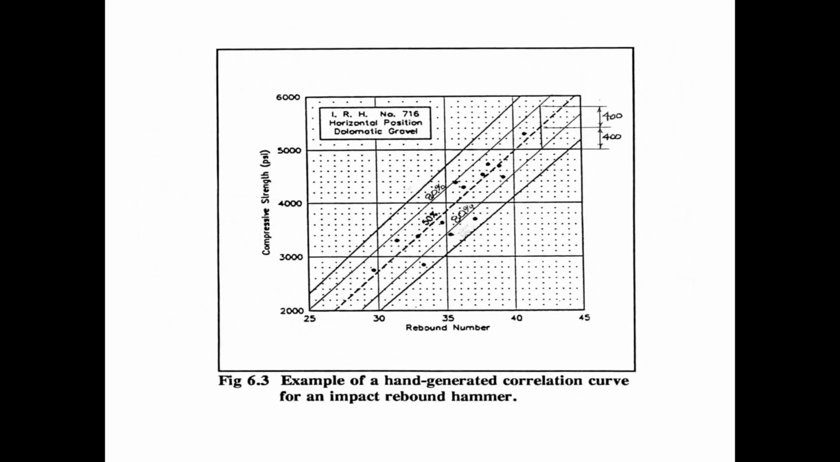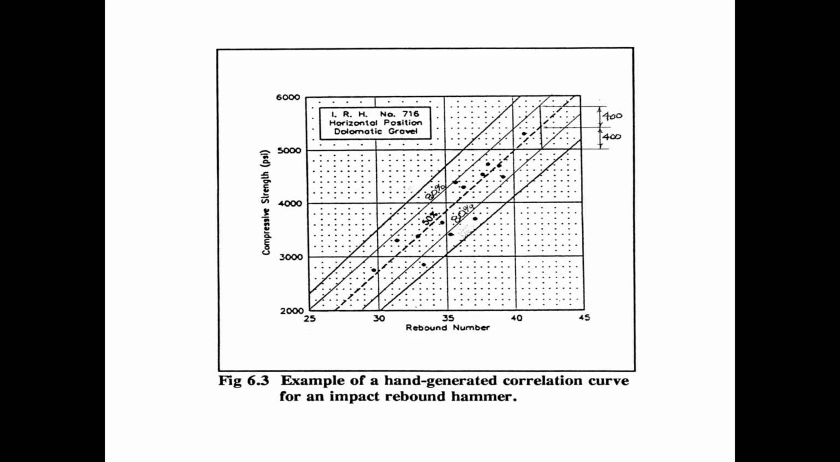All right, so notice that we've got two 95% confidence limit lines. We've got a lower line and we've got an upper line. Both of those are 95% confidence limit lines. It's just that they're 95% confident of two different things.